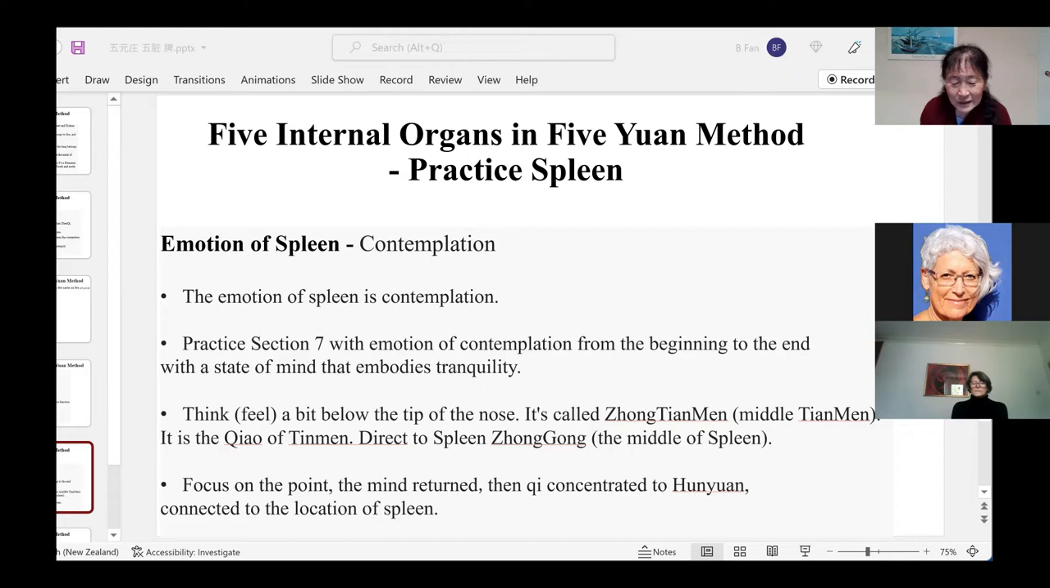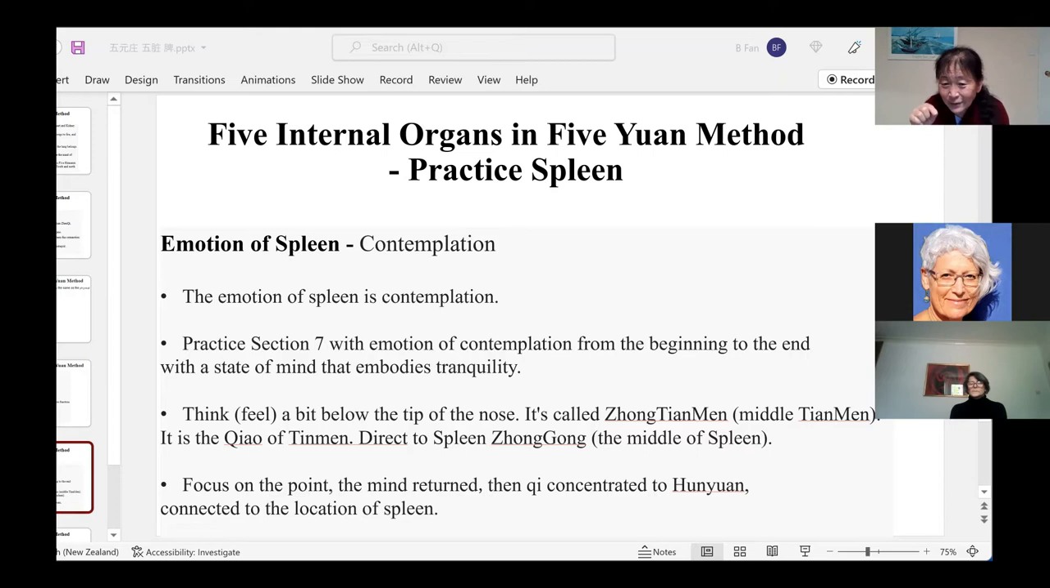And yishou is keeping your mind in. Through yishou, through keeping the mind in, the mind returns back, and then at some part of the body the qi comes together. And that way it enhances the function of that part.